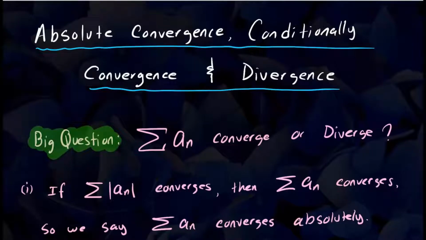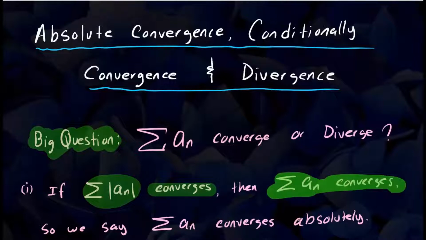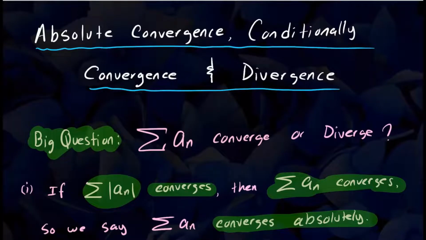converges or diverges. So the first thing we're going to think about is, what happens if you take the absolute value of the terms? If you take the absolute value of it, will it converge? Say it converges. If that happens, then the original series converges, which means we can conclude it converges absolutely. So when you put the absolute value, it converges, the original series converges, therefore we can say it is absolutely convergent.